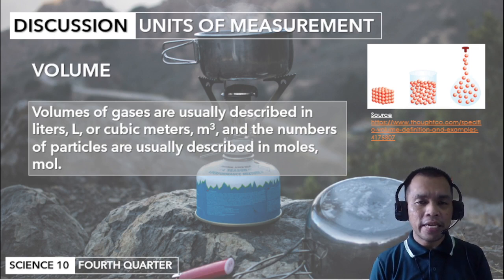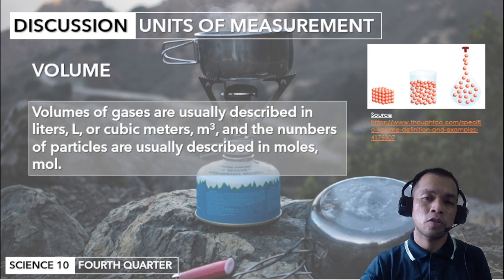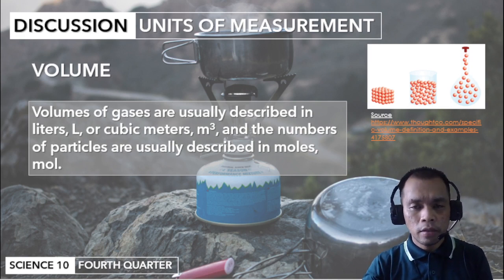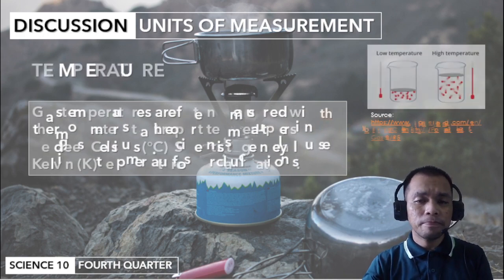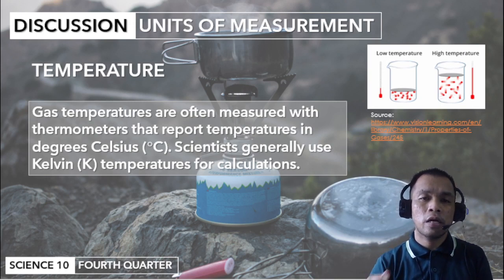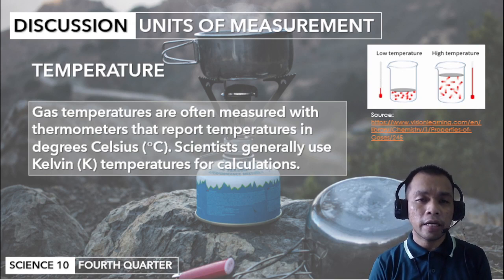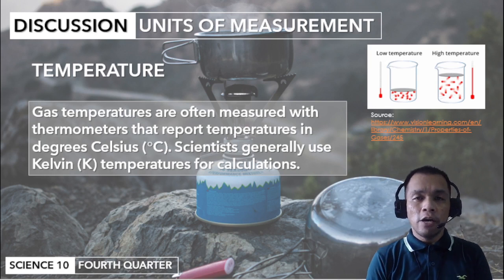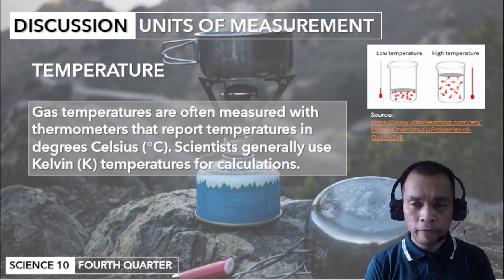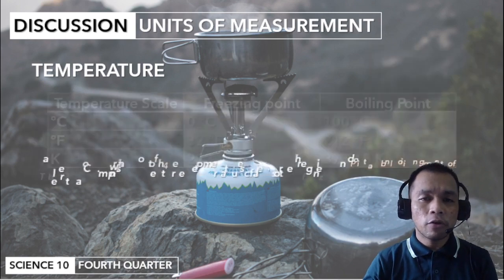Now, that's correct for volume. Its main unit of measurement is liters, but sometimes you can also use cubic meters. But more often, we use liters. Now, for temperature, gas temperatures are often measured with thermometers that report temperatures in degrees Celsius. Scientists generally use Kelvin temperatures for calculations. When we try to calculate the temperature of gases, we do not usually use Celsius. Rather, we use Kelvin. Now, how do we convert Celsius to Kelvin? Here's the conversion factor.